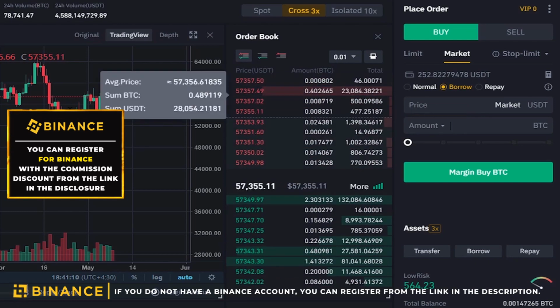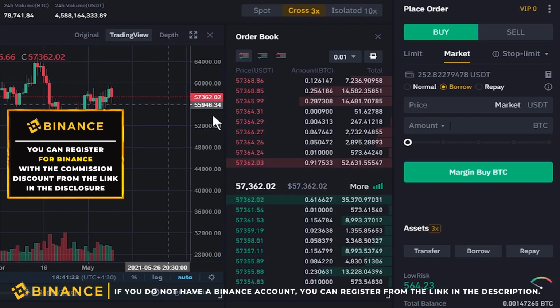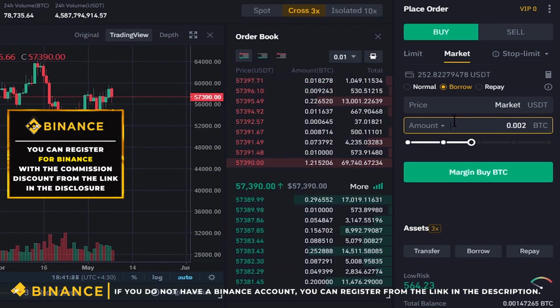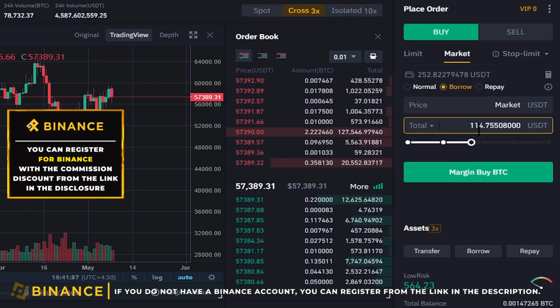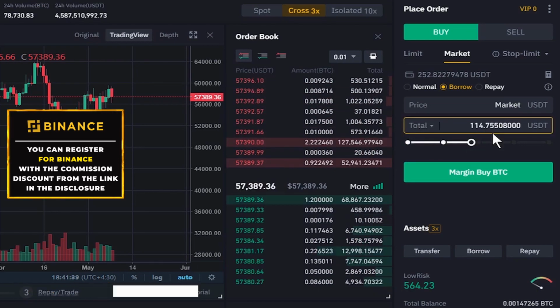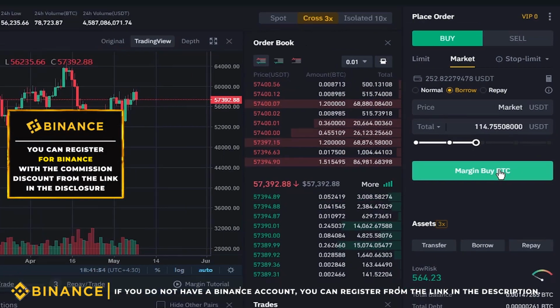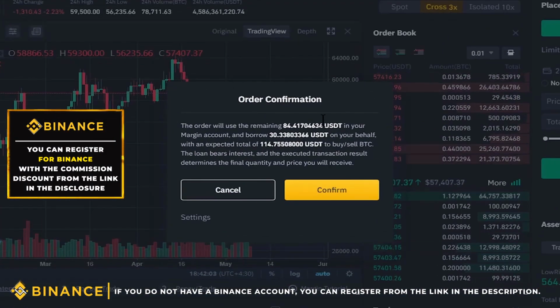Consider we believe that the Bitcoin price is gonna rise. So we want to buy 0.002 Bitcoin, which costs 114 USDT, which is greater than our initial fund. We click on margin buy BTC and it wants us to confirm the order.